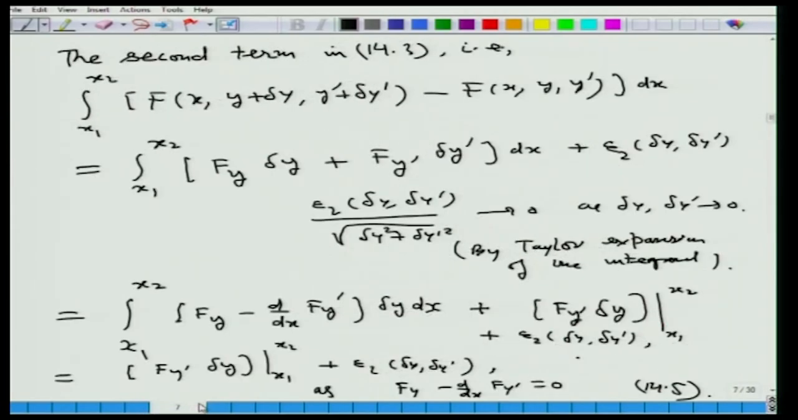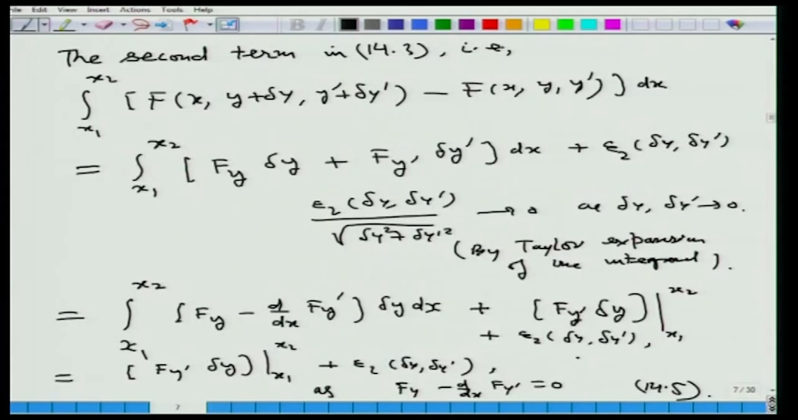So, the second integral here, using the Taylor series expansion, can be written in this manner: the integral from x1 to x2 of f_y delta y plus f_y' delta y' dx, plus epsilon 2, of the same type as epsilon 1. And then shifting this derivative from delta y' onto f_y', we get the term integral from x1 to x2 of (f_y minus d/dx f_y') delta y dx, plus the boundary term f_y' delta y evaluated from x1 to x2, plus epsilon 2, which is coming from the top.